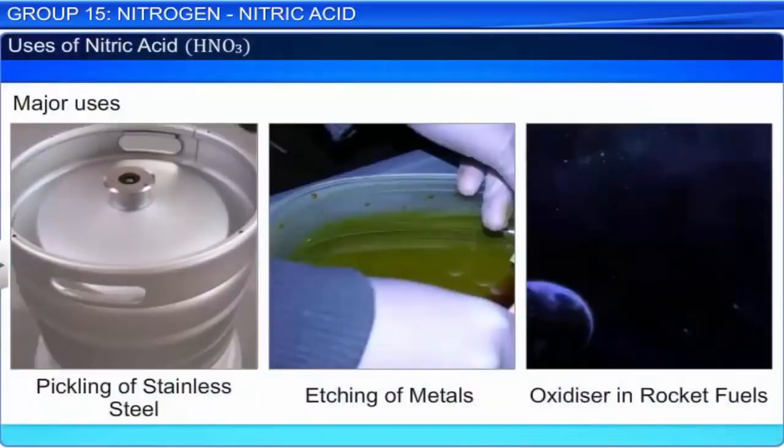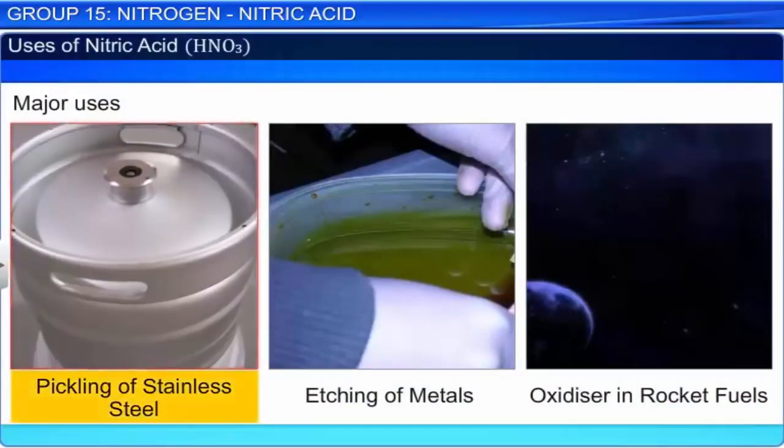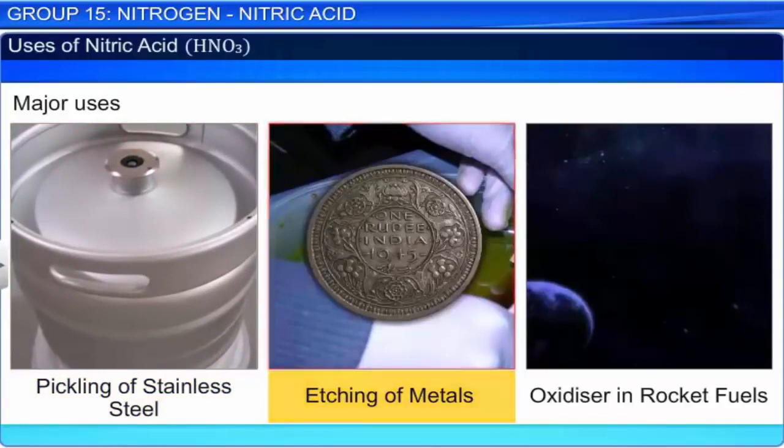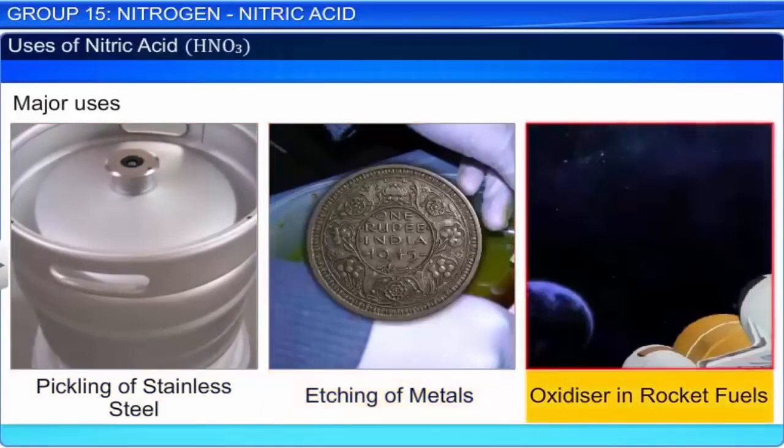It finds a major use in the pickling of stainless steel, etching of metals, and as an oxidizer in rocket fuels.